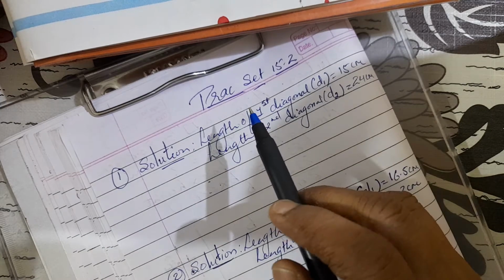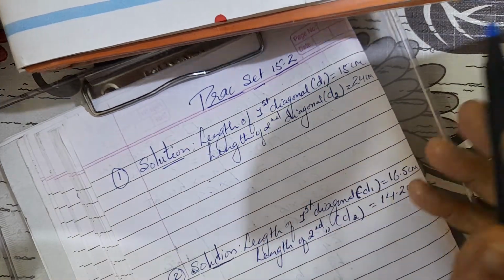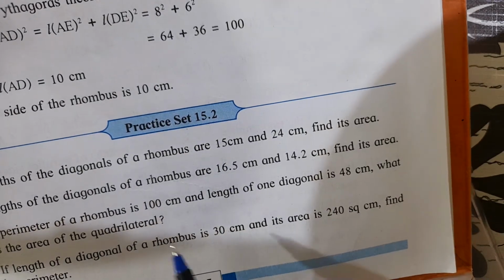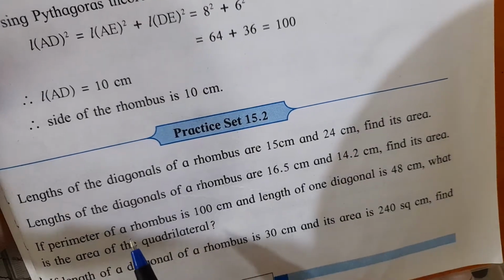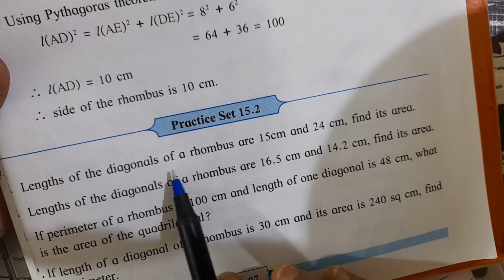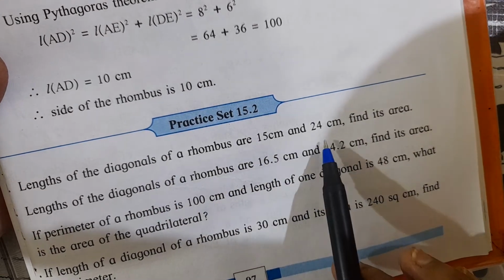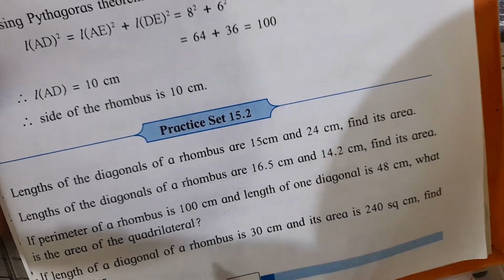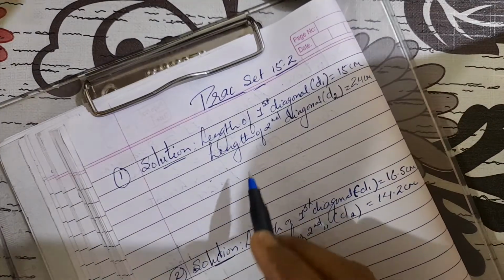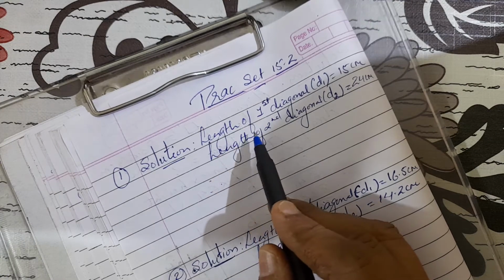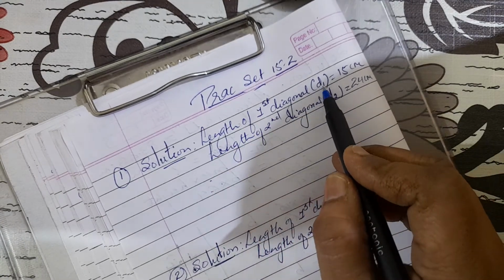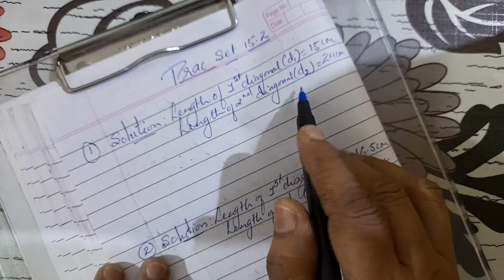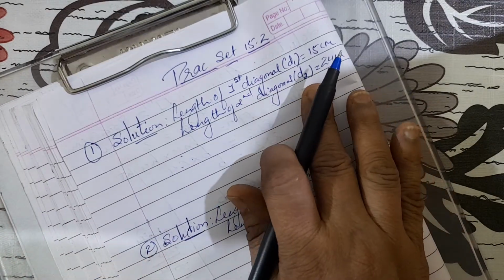So children, now let's begin with practice set 15.2. You can open your maths textbook, page number 97. The first question is: the lengths of the diagonals of a rhombus are 15 centimeter and 24 centimeter. Find the area. So this is given. Let's start with the solution. The length of the first diagonal, we can denote by D1, is 15 centimeter. The length of the second diagonal, D2, is 24 centimeter.